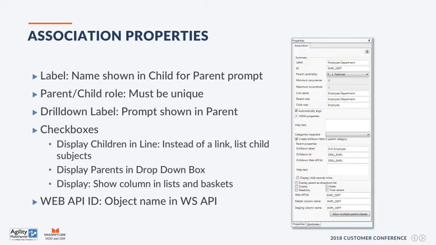And then the display checkbox allows us to determine whether the contents of this association, that is the value at the other end, is actually displayed in lists and baskets when I look at this category. So if I'm looking at a category and it has a number of references to parents, do I actually want to show the parent values when I look at the record in a list? So that's what display would control. And the Web API ID is the object name that will be used in the Web Services API. So you want to do something that the developers will be able to use and understand easily.